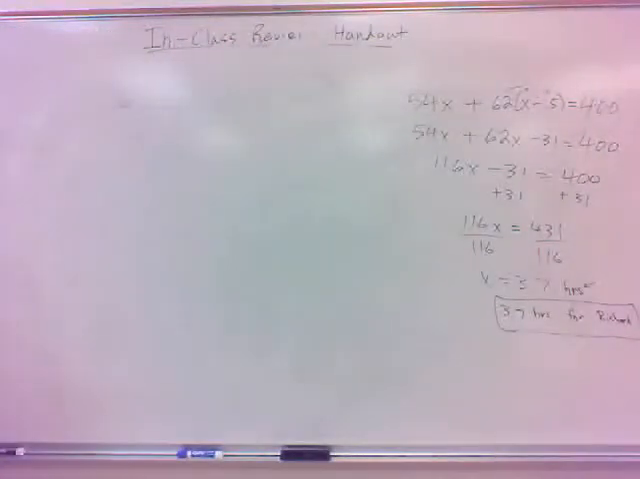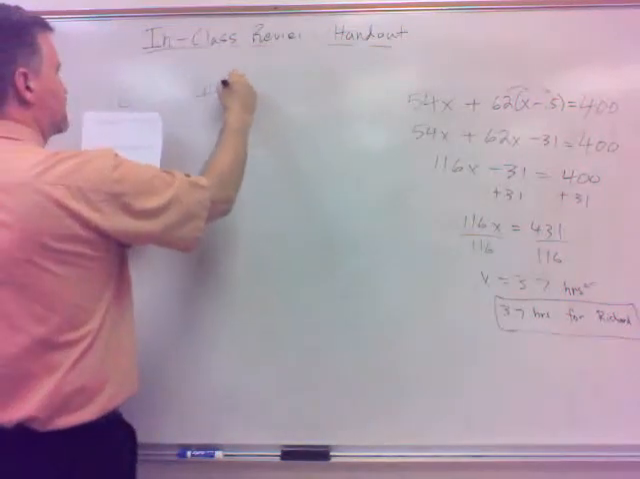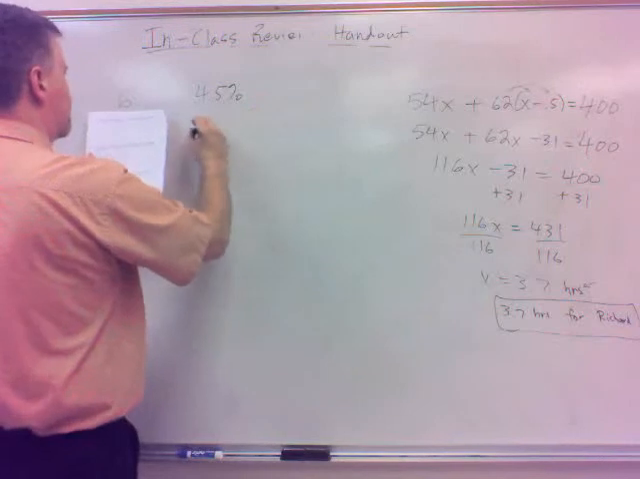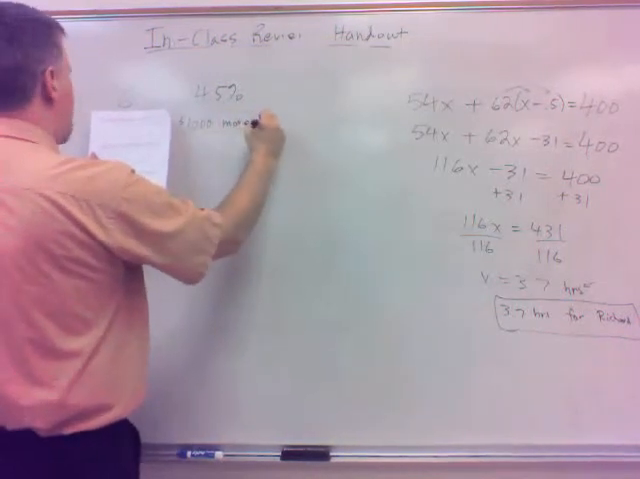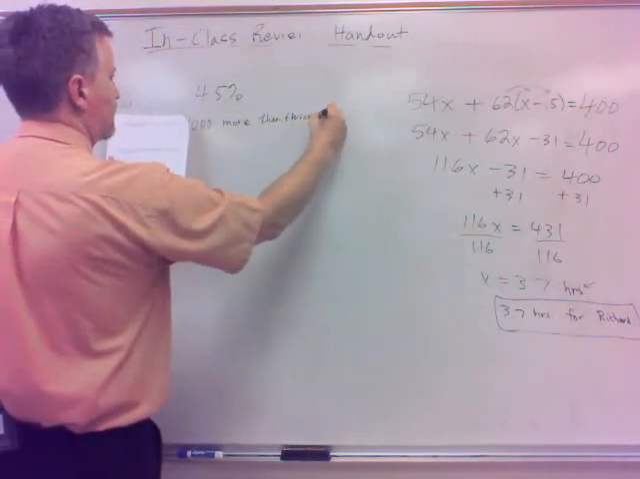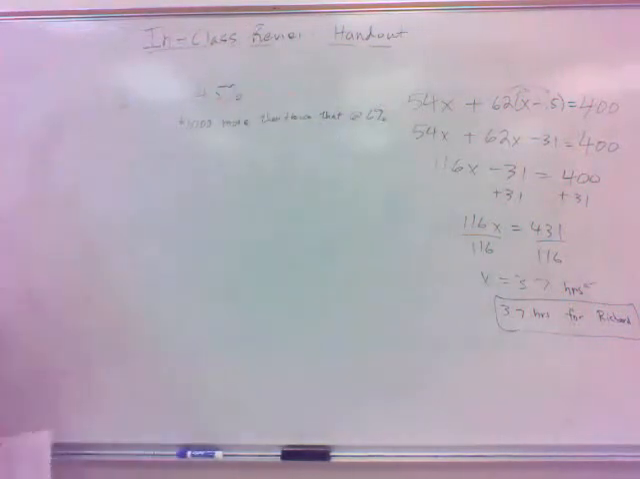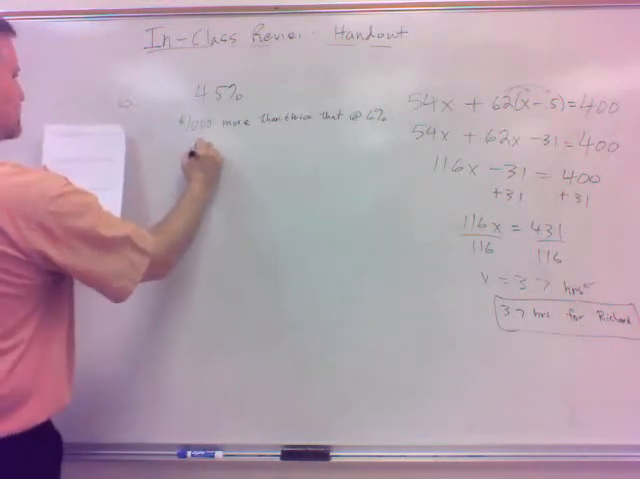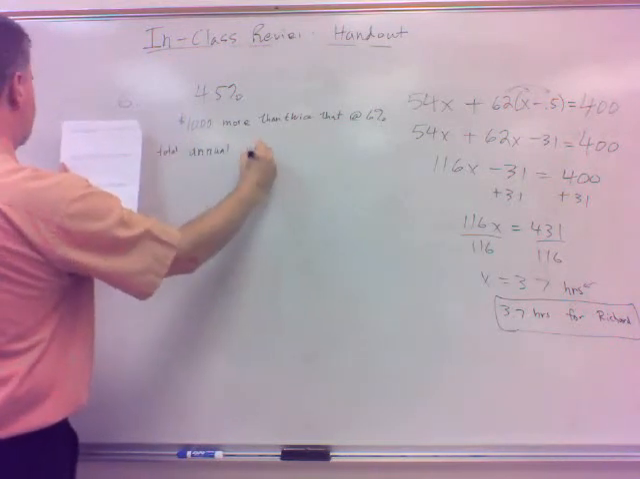Number 6, an investor deposits some money in an account earning 4.5% simple interest and deposits $1,000 more than twice that amount at 6%. So we got a 4.5% amount and then 6% amount, which is $1,000 more than twice of that. The annual interest from the total is $654.